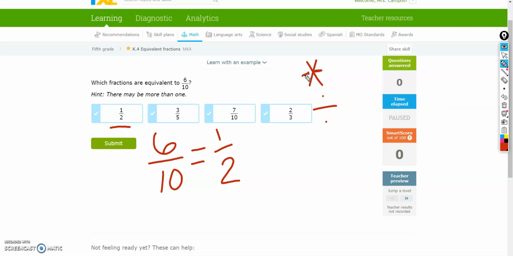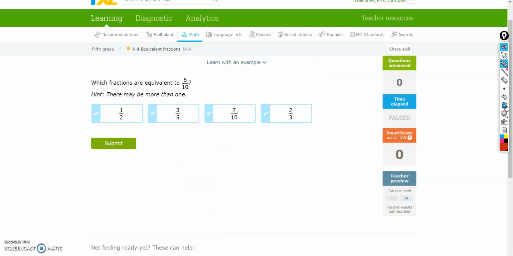All right, so 6 to become a 1, what would I need to do? I would divide by 6 because it's getting smaller. 6 divided by 6 is 1. So if I do it to the top, I have to do it to the bottom. So 10 divided by 6, does that equal 2? No. So these are not equal. So we know the first one doesn't work.